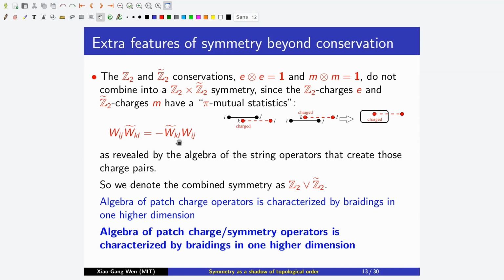Maybe I'm asking the same question, but in a different way. Is there anything wrong with doing this as a Z2 cross Z2 symmetry, but realized in a projective representation? Z2 cross Z2 as a projective.